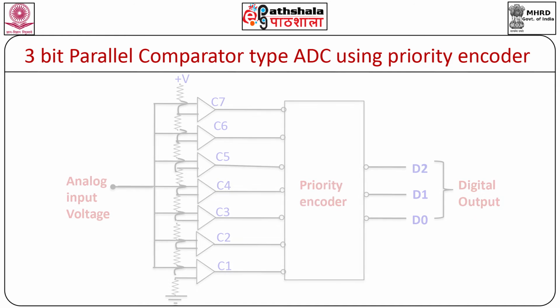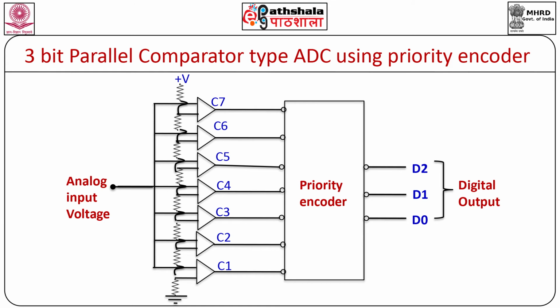The figure shows the circuit diagram of a 3-bit parallel comparator type ADC, which basically uses a priority encoder. Means rather than using discrete logic gates as a coding network, here we can use a priority encoder. As we know, for a priority encoder, the circuit generates the output corresponding to the highest numbered input, and hence depending upon the analog input voltage, the comparator outputs will be set, and these comparator outputs will activate the inputs of the priority encoder, which will generate the digital output.